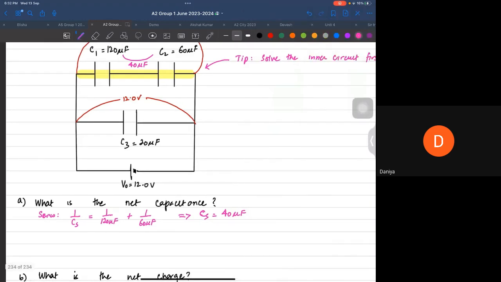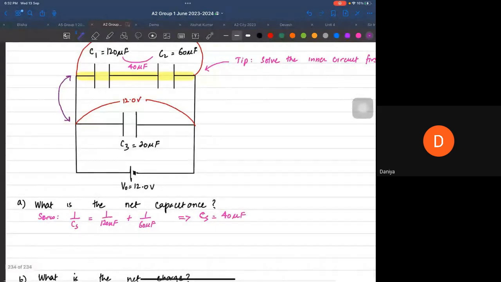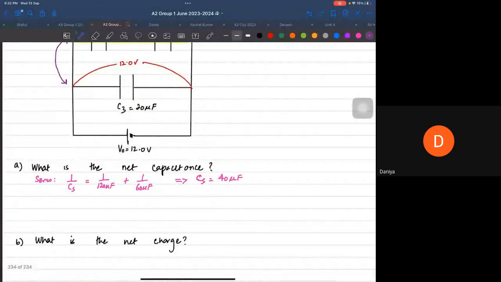Then, if you notice, this 40 capacitance is in parallel with this one. So we already know that in parallel, capacitance is added. I'm going to write with a different color. So in parallel, we can say that the total capacitance will be the first capacitance and the second.